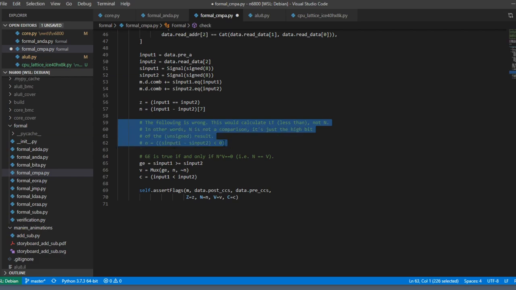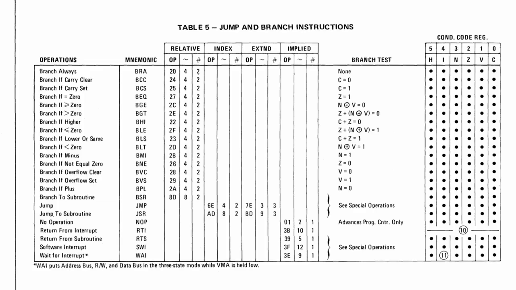There's a little explanation here about why you can't just take the signed inputs and compare them to see if they're less than zero. It just doesn't work, because N is based on unsigned comparison. Now, if you look at this chart of branch instructions and what tests they do on the flags, you can see that branch if greater than or equal to zero, and remember that this is a signed comparison, is equivalent to XORing the negative flag with the overflow flag and checking that it's zero. In other words, checking to see if N is equal to V.